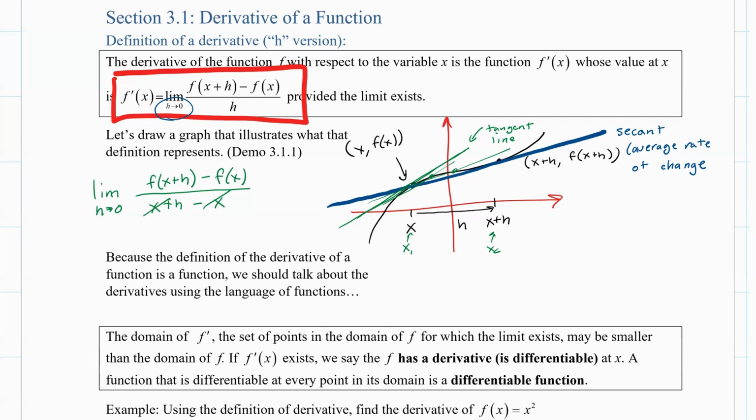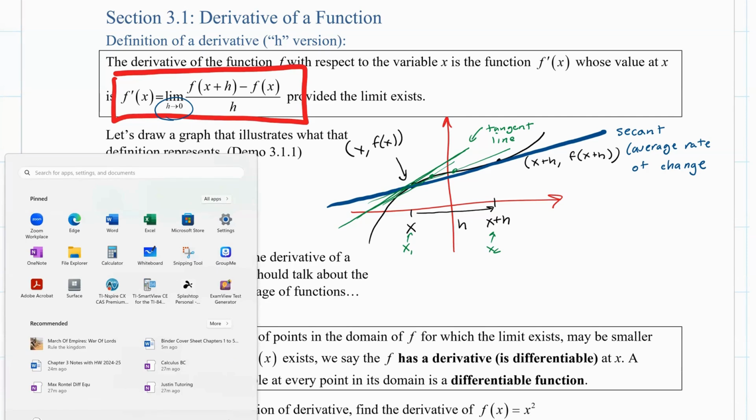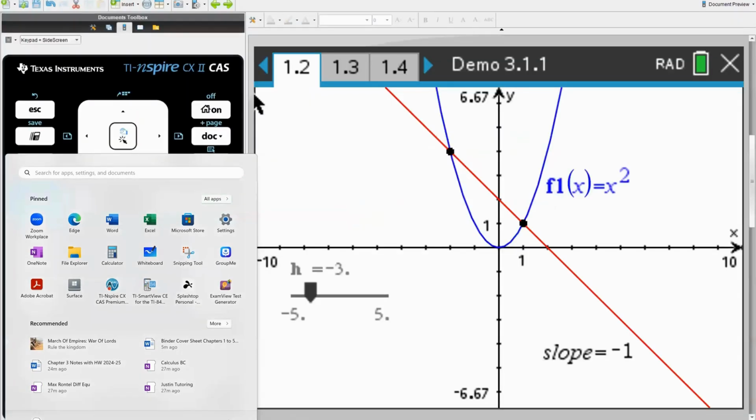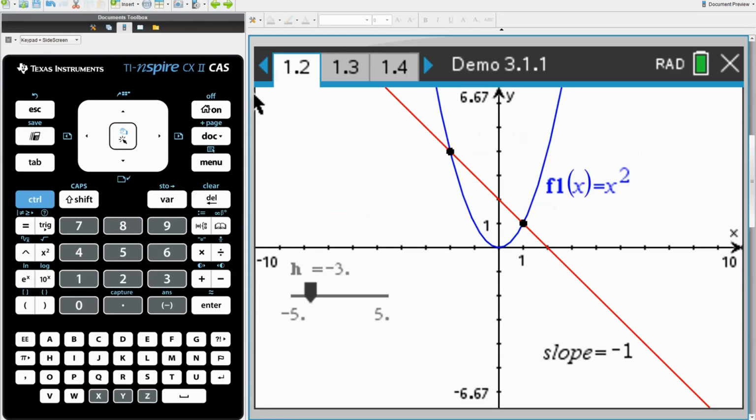Let's take a look at another way. I happen to have a little calculator demonstration that we can run as well. In this demonstration, we have a function. The function happens to be the x squared function. We do have a value of h. Currently, the h is -3. It's close to 0. It's not 0, but it's close to 0.